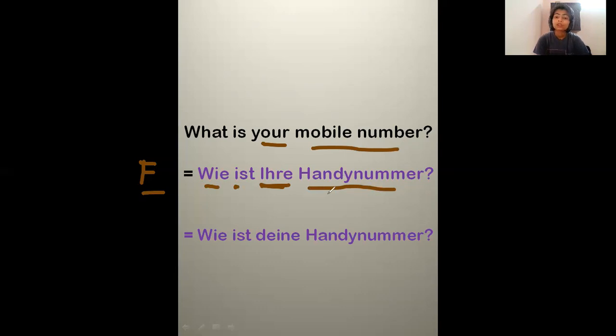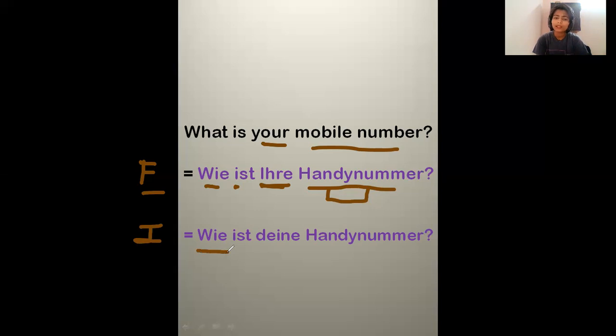Remember that it's just one word. Wie ist Ihre Handynummer. There's no gap between Handy and Nummer. It's just one word. Handynummer means mobile number, right? How is your mobile number or what is your mobile number will be said as "Wie ist Ihre Handynummer" in formal situations. Then the informal is "Wie ist deine Handynummer."